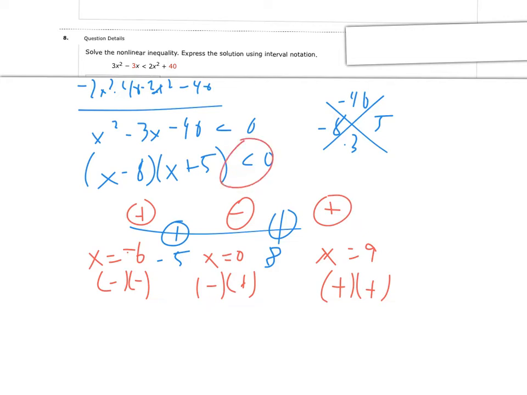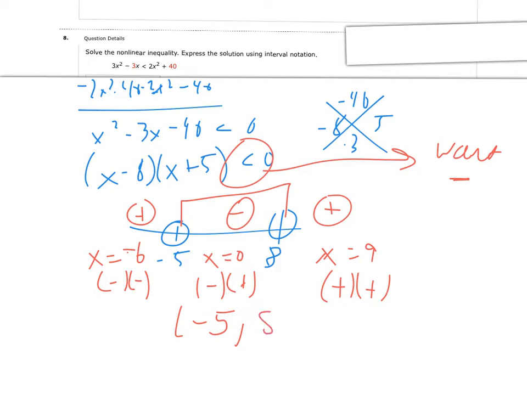Now, in this case, because we want less than 0, I want the negative numbers. So that's the numbers right in the middle here. So it'll be from negative 5 to 8, not to infinity, to 8. Parentheses around those.